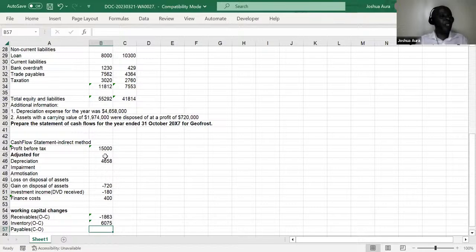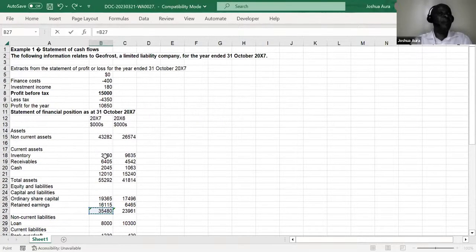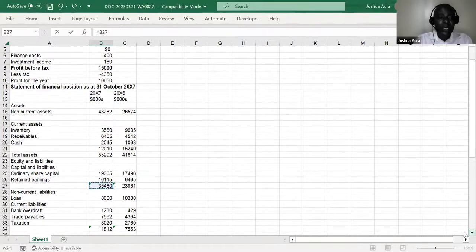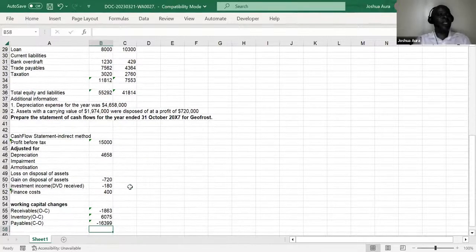When I go to payables, now it reverses. Now it's closing minus opening. So for payables, I'll say equals, then page up. For closing payables, I can see it's under liabilities. So closing payables is here for 2017. This is the closing, and then I say minus the opening, which is this one. Then you press enter.